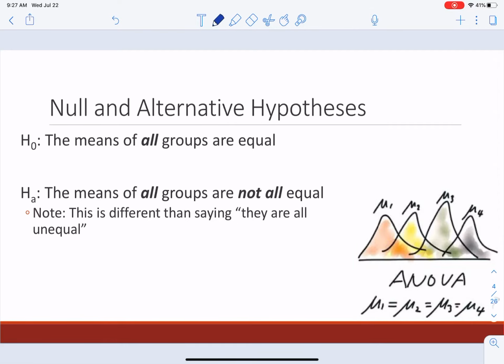Okay. So one thing to note is that in the alternative hypothesis, we are not saying that they are all unequal, because this is looking at the big picture. If only one of these is unequal, or if one of these is not the same as the others, then the Anova will say this. But if they all do look the same, something like this, right?